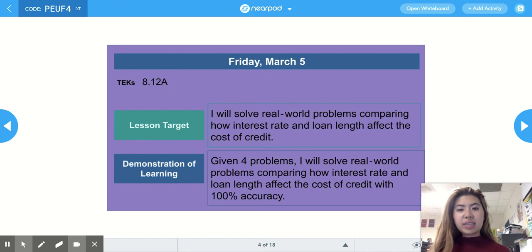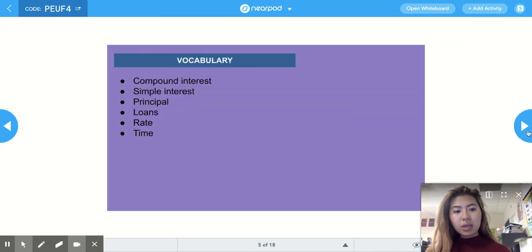Our lesson target is I will solve real-world problems comparing how interest rate and loan length affect the cost of credit. And then our do well is given 4 problems, I will solve real-world problems comparing how interest rate and loan length affect the cost of credit with 100% accuracy. So our vocab words are the same as they've been all week.